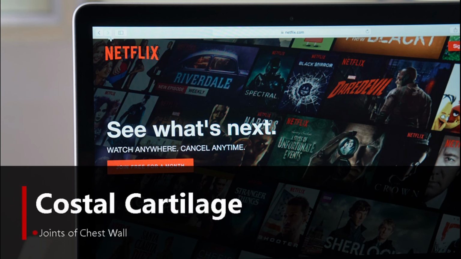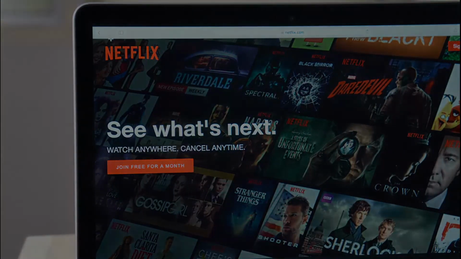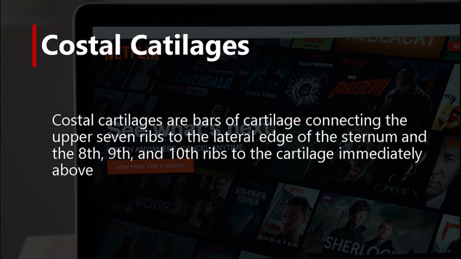So next will be the costal cartilage. And I will be talking about joints of the chest wall, joints of ribs, and movements of the ribs and costal cartilage. Costal cartilages are bars of cartilage connecting the upper 7 ribs to the lateral edge of the sternum and the 8th, 9th, and 10th ribs to the cartilage immediately above. They help to extend the ribs into a forward motion and contribute to elasticity within the walls of the thorax, allowing the chest to expand during respiration when breathing.